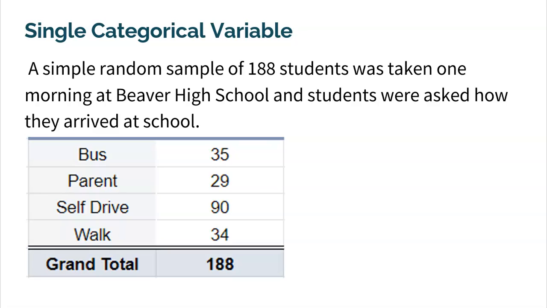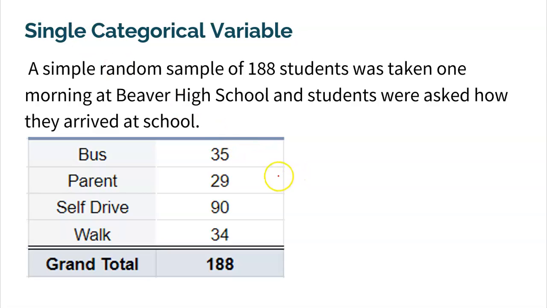So a simple random sample of 188 students was taken one morning at Beaver High School, and students were simply asked how they arrive at school. So there was one categorical variable here: how did you arrive to school? The answer that I got back was a word. It put you into the bus category, the parent category, the drove yourself category, or the walk category.